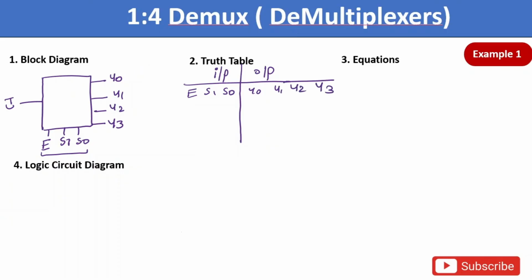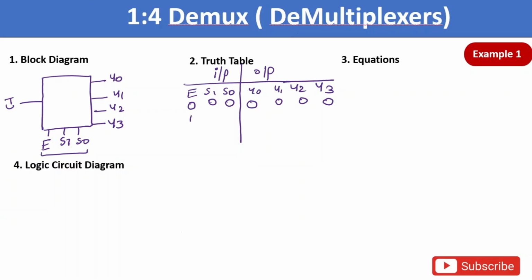Now when the enable value is equal to 0, whatever the S1 and S0, my output will always be equal to 0. We will not get the output. It is like a switch in a circuit. If you switch it off, the circuit will be broken and no current will flow through it. Like that, if the enable value is equal to 0, you cannot progress, that is, you will not get the output values.